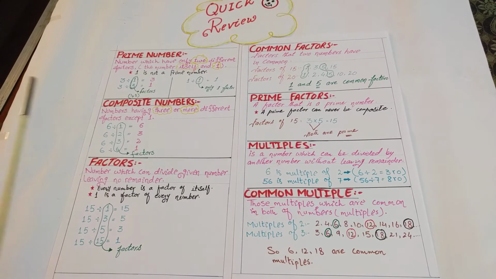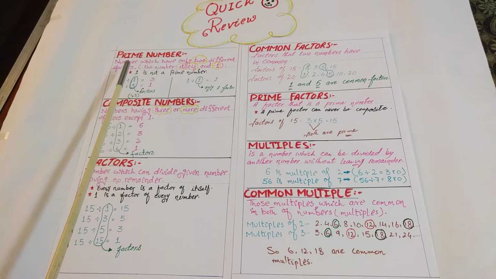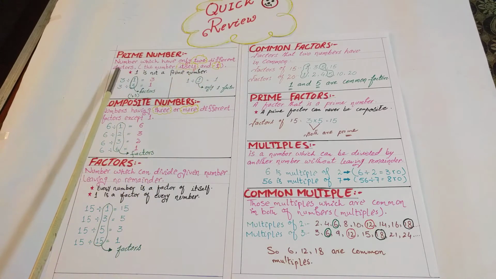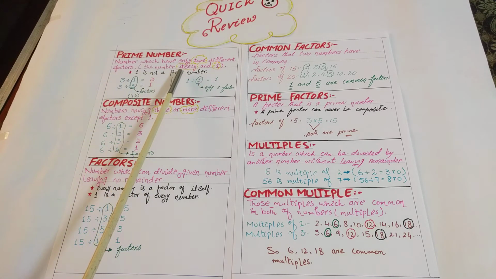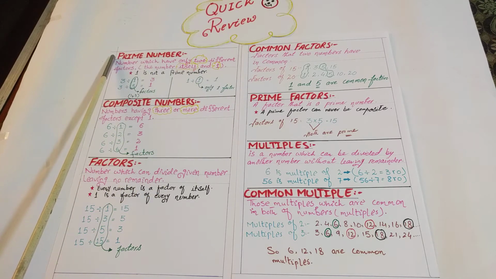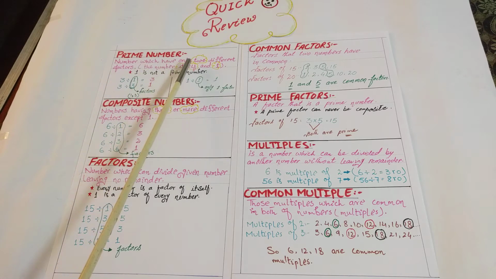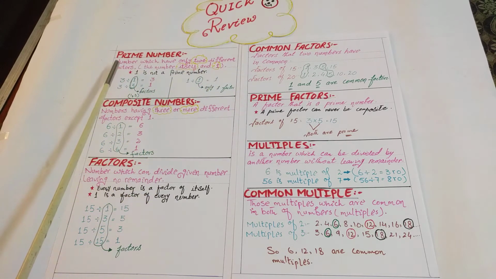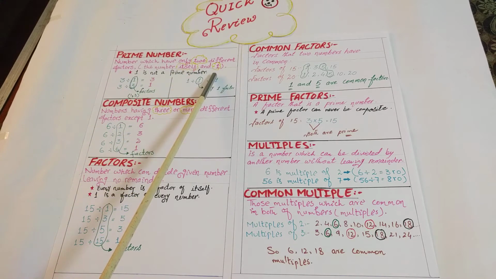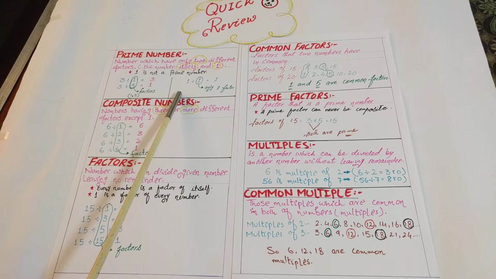First one is prime numbers. What is a prime number? A number which has only two different factors, the number itself and one, is called a prime number.